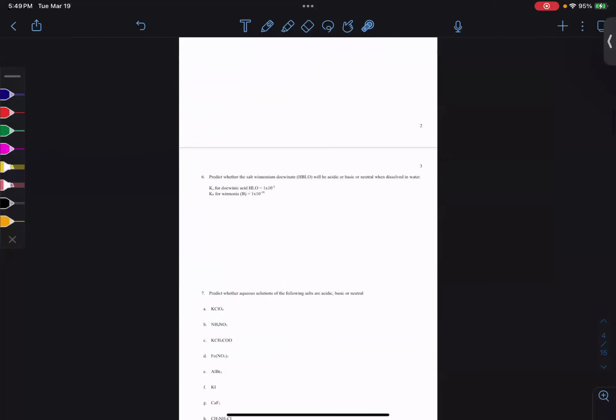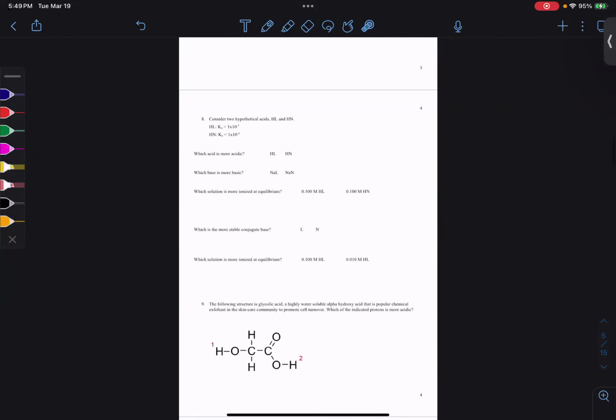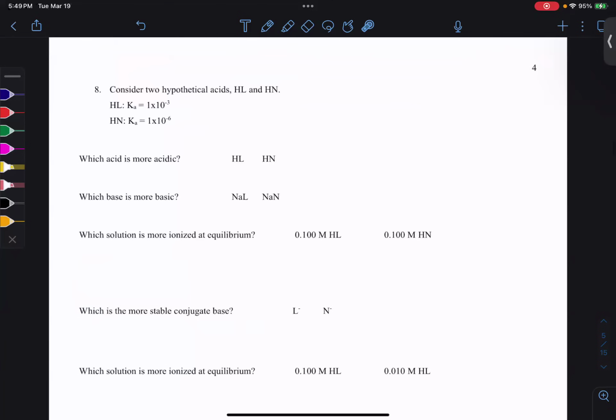And I actually want to follow up on that. Let's do this question. All right, so we answered that question. Let's consider these two hypothetical acids, HL and HN. They're both weak acids. How do I know that they're both weak acids? Ka, I give you Kas for both of them. So based upon those Ka values that I give you, which one is more acidic, HL or HN?